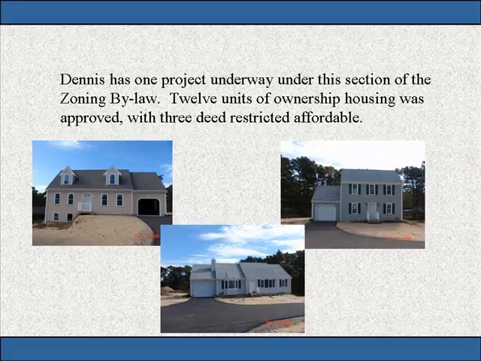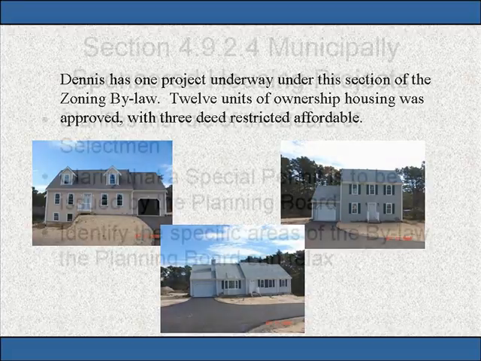I should note that the changes of Section 4.9.2.3.1 relative to minimum upland area did not come from the court case, but rather due to questions surrounding a project that was contemplated but never applied for. Again, one of those instances where it was felt that it was important to clearly state the relationship between this section of the zoning bylaw and other sections.